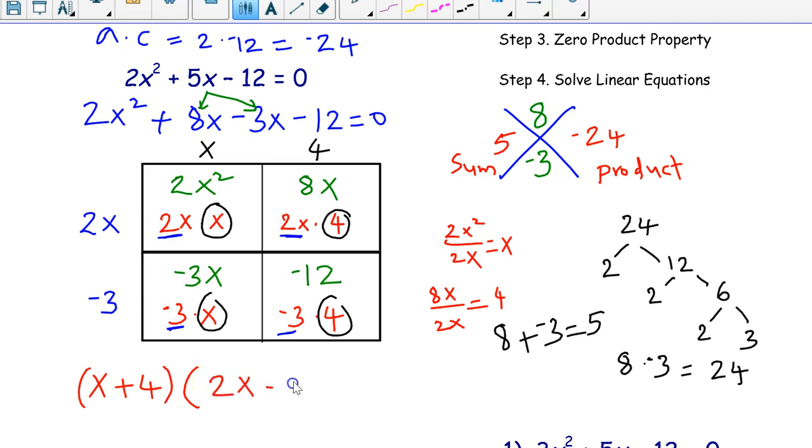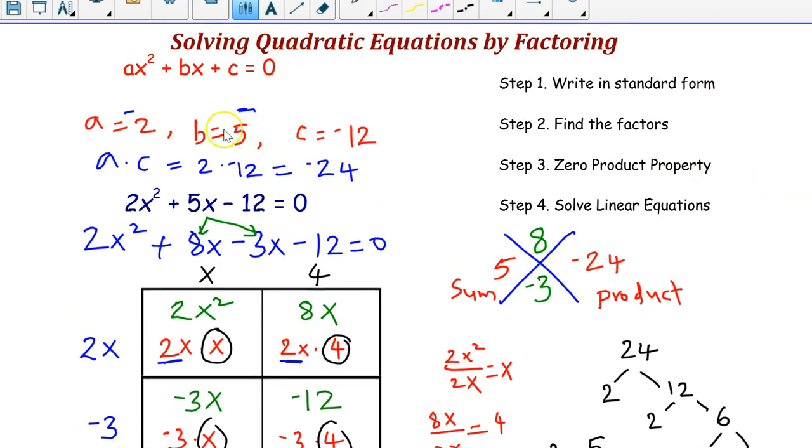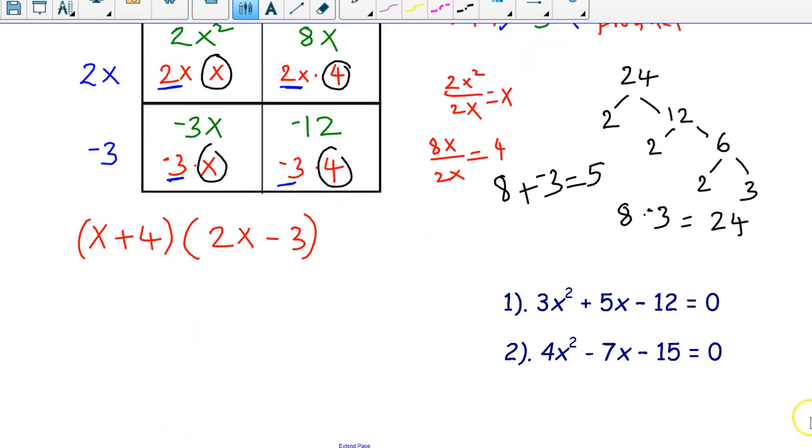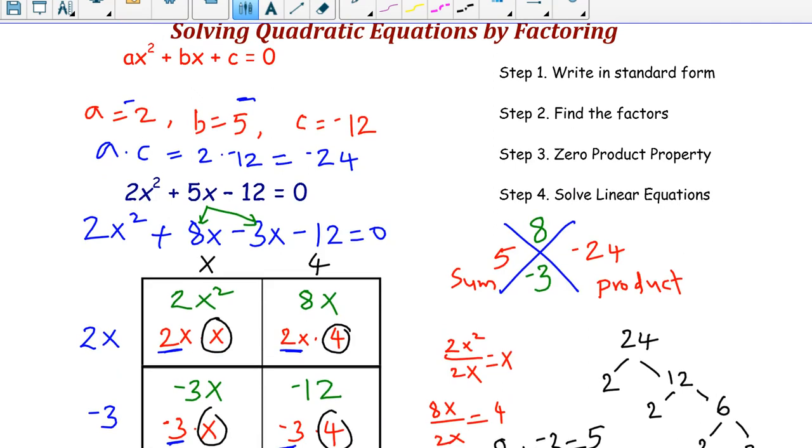2x minus 3. So these are your two factors of the given quadratic trinomial, or that equation, 2x square plus 5x minus 12 is equal to 0. So that is factorized. We broke it down, we factorized into this form. On multiplication of these two, you'll get back the same 2x square plus 5x minus 12. So now you know that this is equal to 0. Now, we fulfilled the second step.